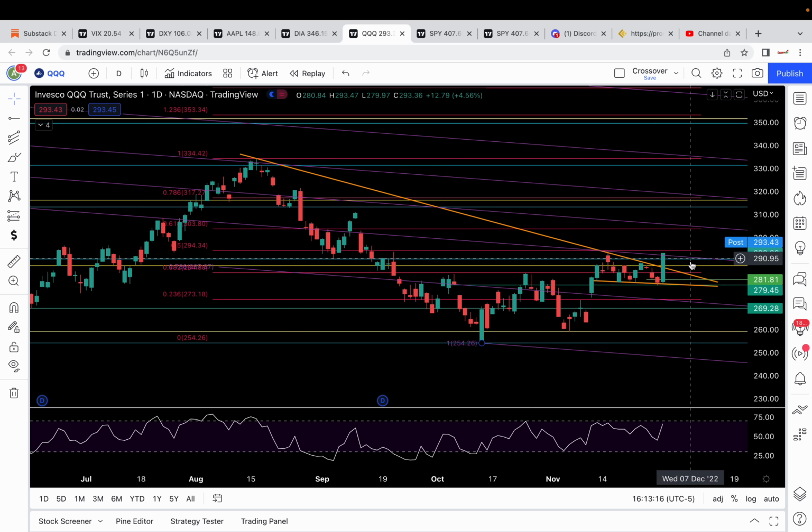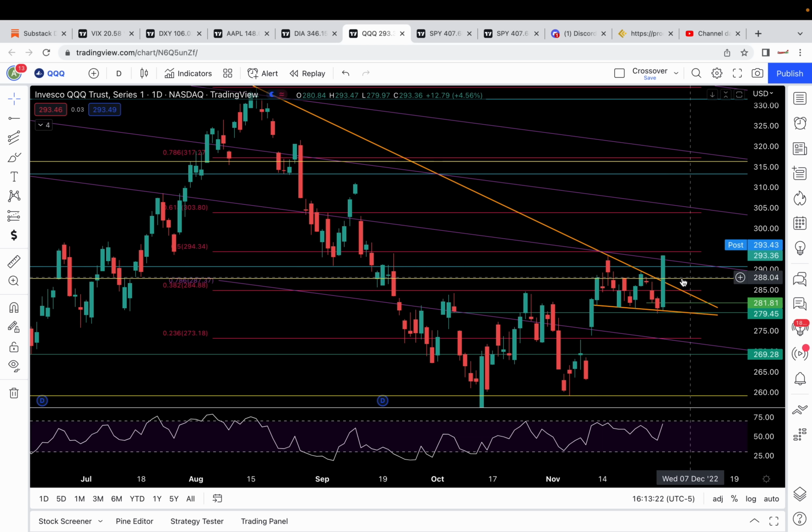That's the breakout of this orange trend line. We could backtest it, but bulls will have to step up there if it gets backtested. If it breaks back below, that's a false breakout setup. Okay, so 287.7 and this 286 level right here. Those are two critical support levels you definitely gotta watch.